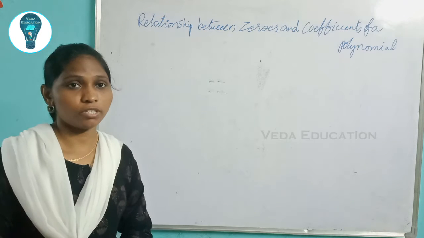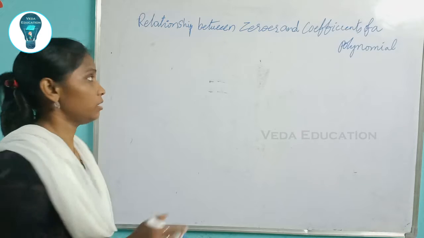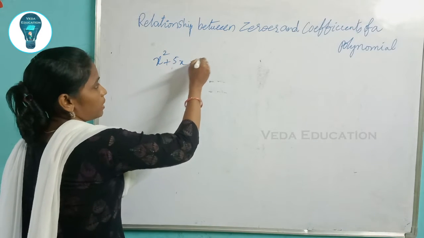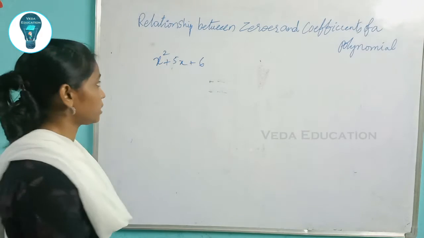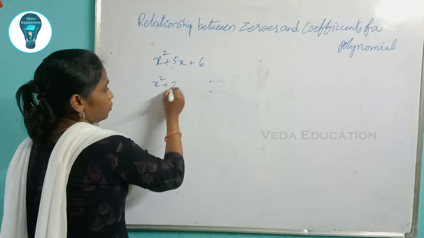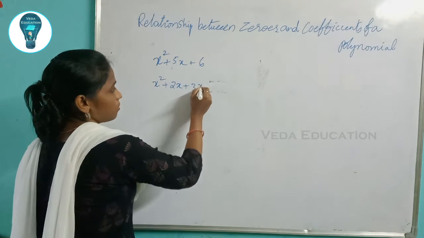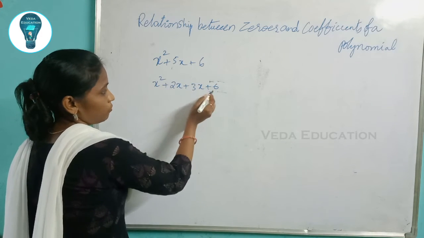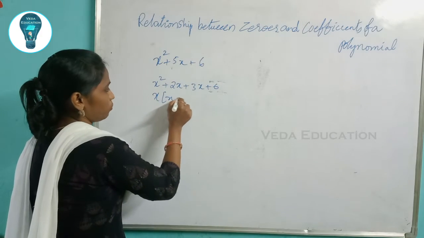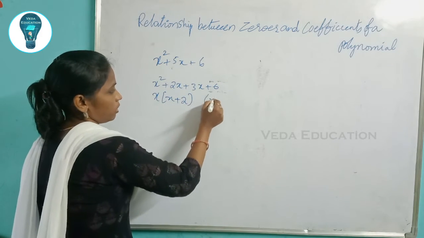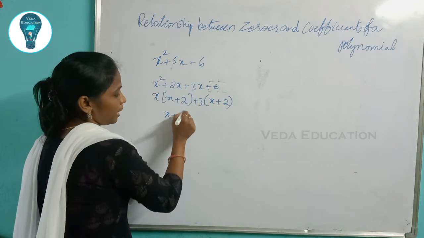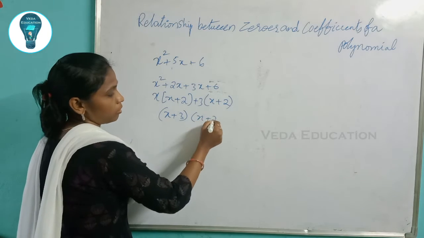Here I am first taking one quadratic polynomial: x square plus 5x plus 6. The factors of this are found by splitting the middle term: x square plus 2x plus 3x plus 6. Two threes are 6 and 2 plus 3 is 5. So x plus 3 and x plus 2 are the factors of this polynomial.